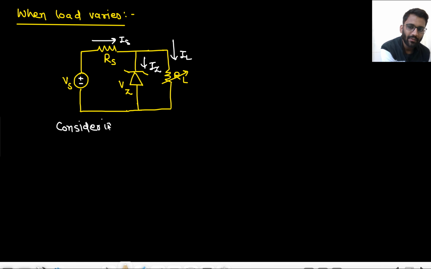If it is not in breakdown, it will simply be a diode circuit problem only. If it is on, this will be a battery or resistance, and if it is off, this will be an open circuit. So if it is not in breakdown, it will be a simple diode circuit problem that we have already seen. So that's why I am considering Zener to be in breakdown.